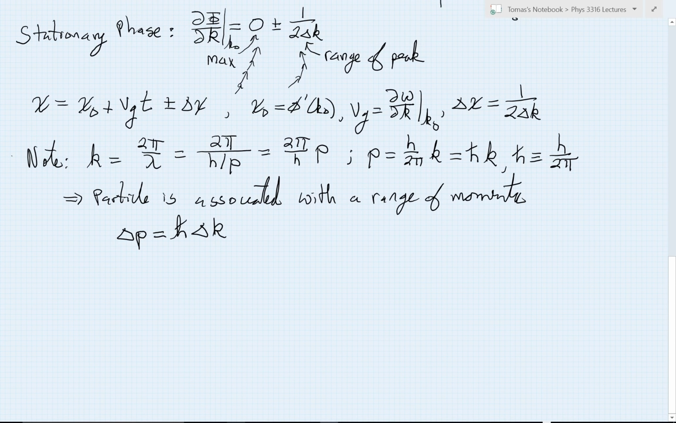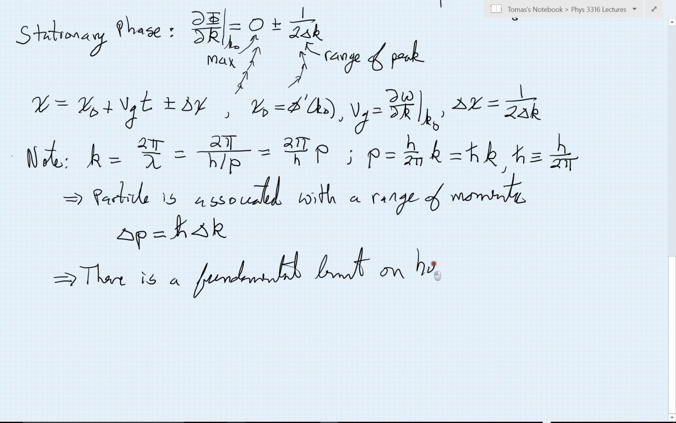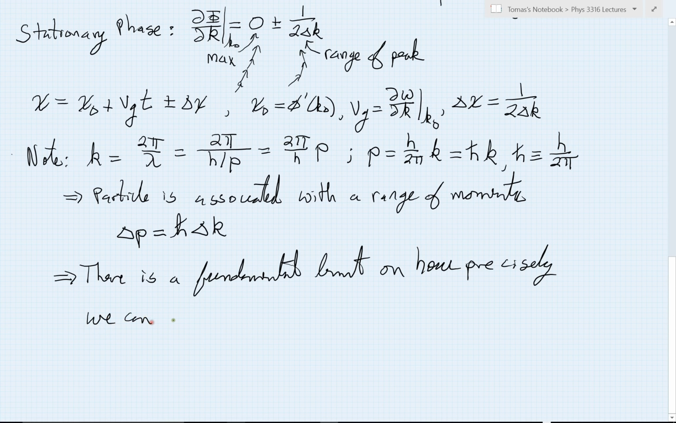What our other conclusion is from our discussion here is that there seems to be a limit. There is a fundamental limit on how precisely we can define the location x and momentum p.